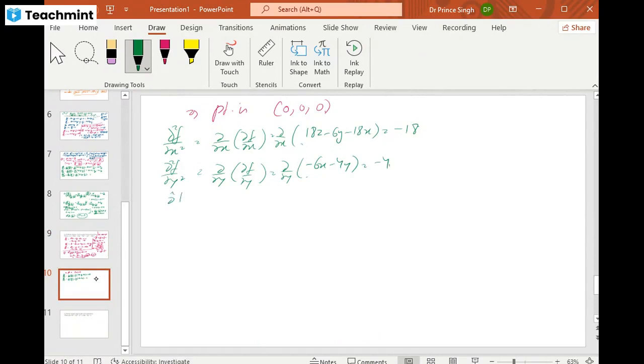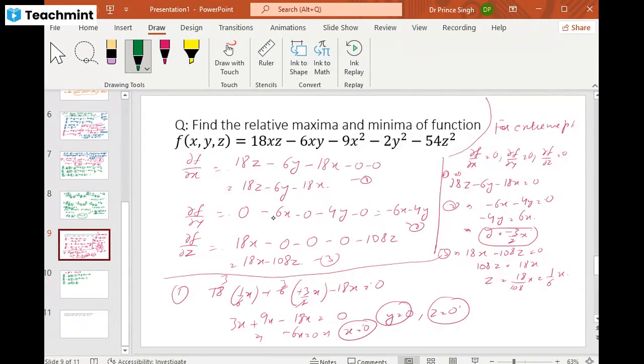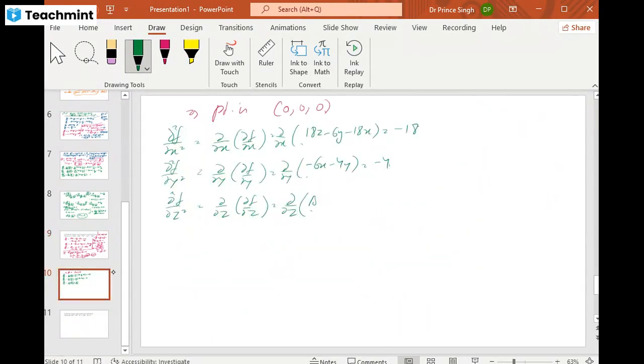And what about ∂²f/∂z²? That is ∂/∂z of ∂f/∂z, which is ∂/∂z of (18x − 108z). That is −108. So you can see all the second order derivatives are negative with respect to the main variables x, y, z.